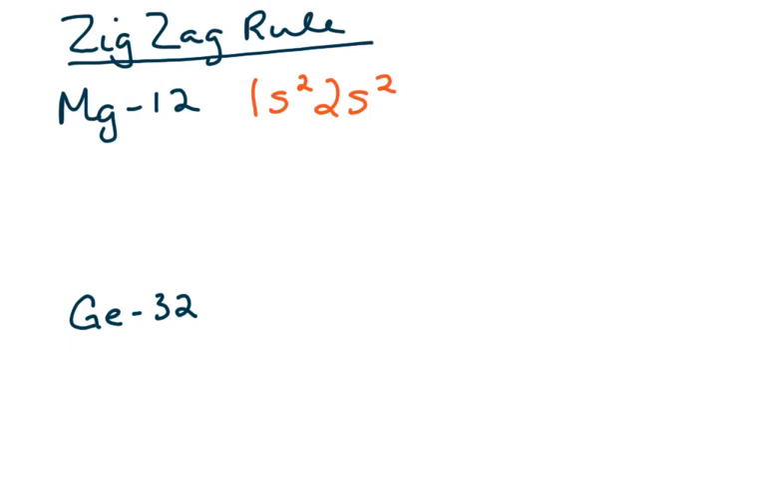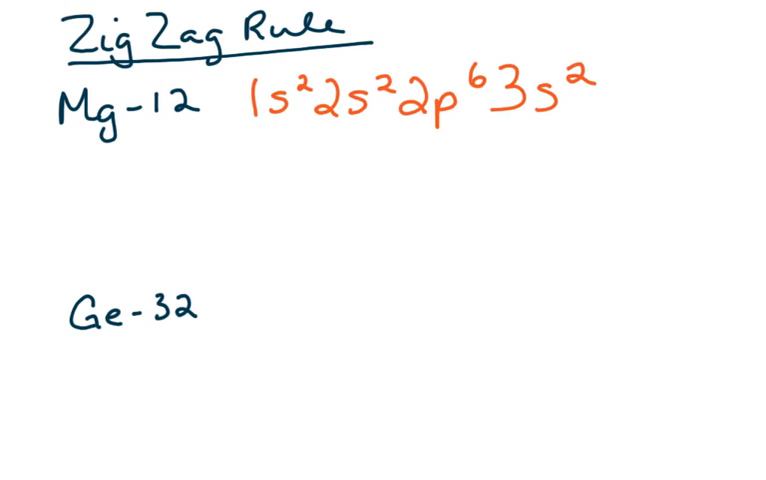After 2s2 comes 2p, and we can put up to 6 in there. And if we add these little numbers on the top, we see we have 10, so we need 2 more electrons to make this electron configuration. So after 2p comes 3s, and we need 2 to make 12 electrons, and that's what you see for your electron configuration.